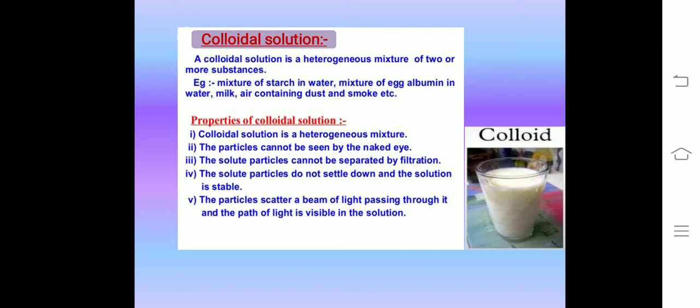The solute particles cannot be separated by filtration. The solute particles do not settle down and the solution is stable. The particles scatter a beam of light passing through it and the path of light is visible in the solution.